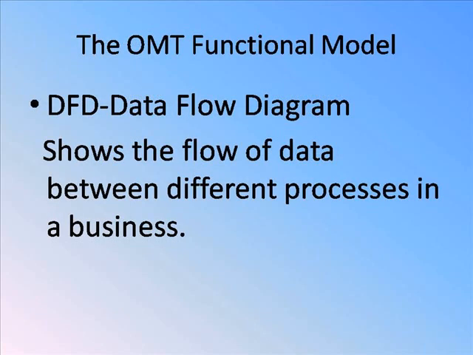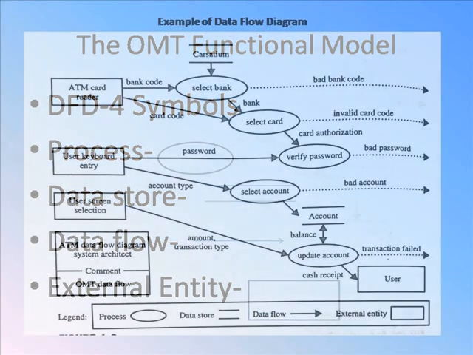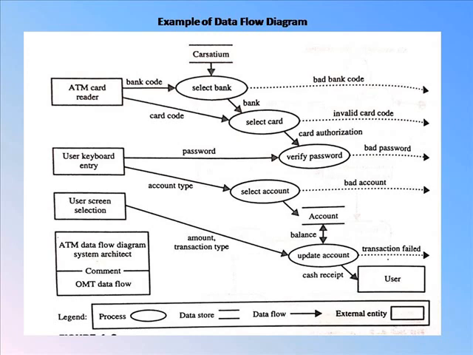OMT functional model is represented by the data flow diagram. Data flow diagram consists of these 4 symbols: oval, open-ended rectangle, arrow and the rectangle. This is an example of data flow diagram.